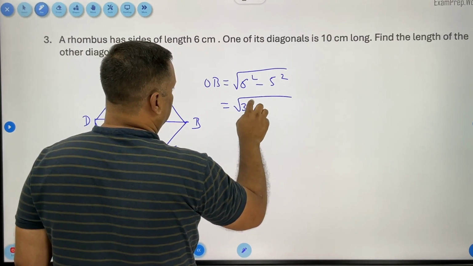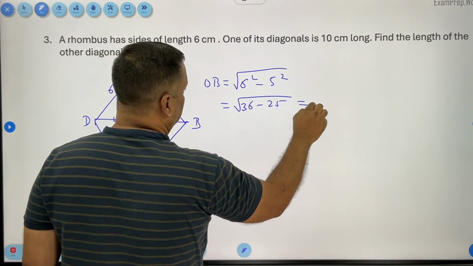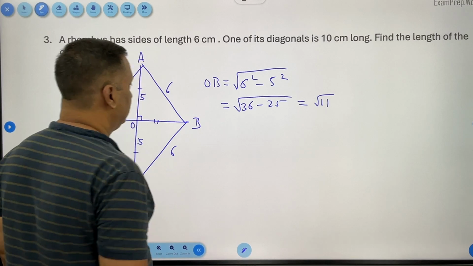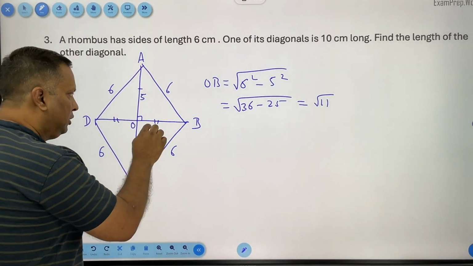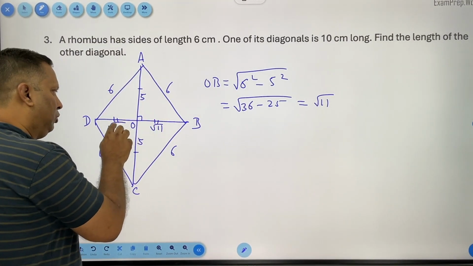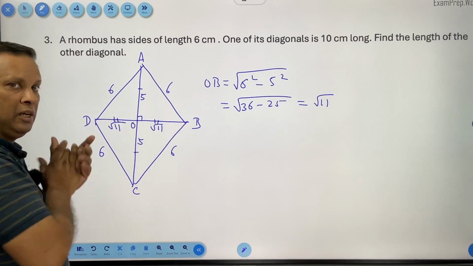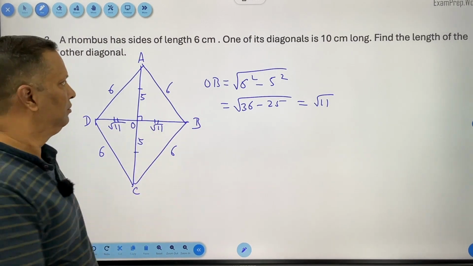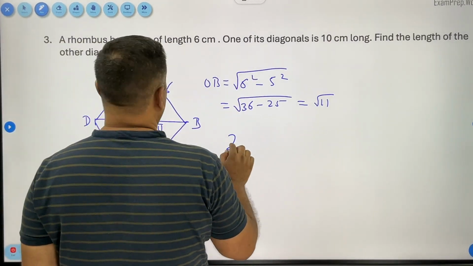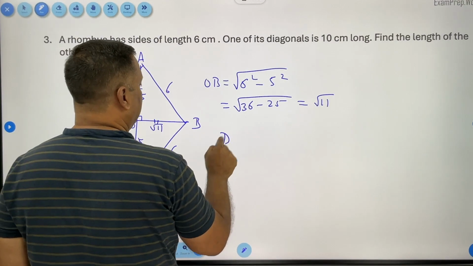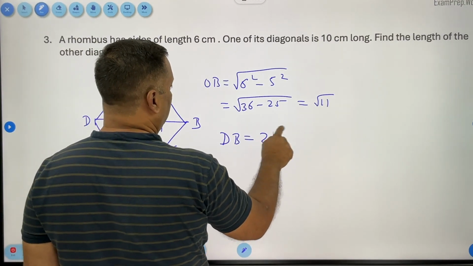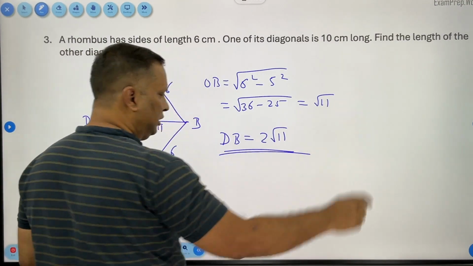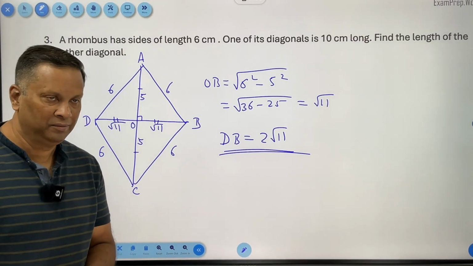Root of 36 minus 25, which is root 11. So this side is how much? Root 11. So this is also root 11. Now what is the length of the other diagonal? 2 root 11. So the answer is DB, which is the other diagonal, DB is 2 root 11. That's your answer. Easy, right?